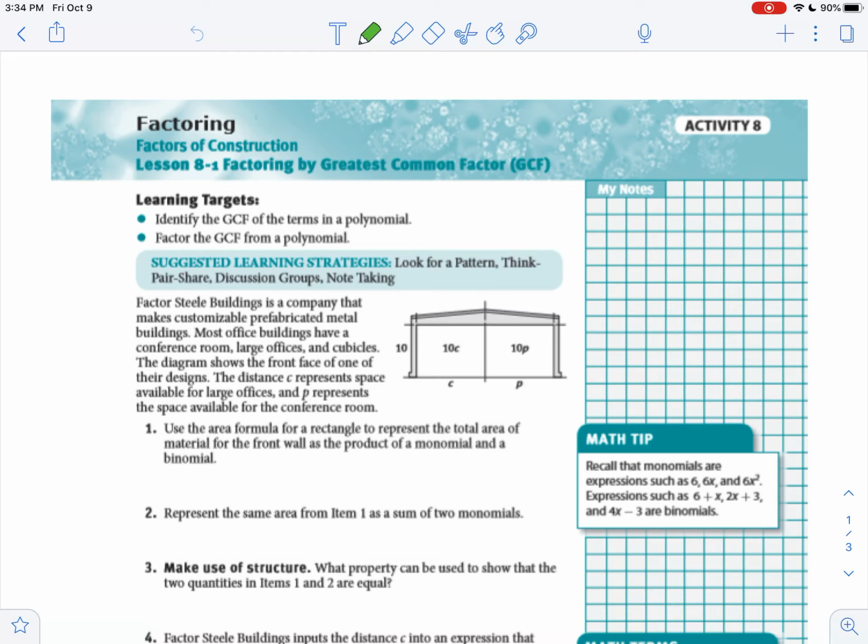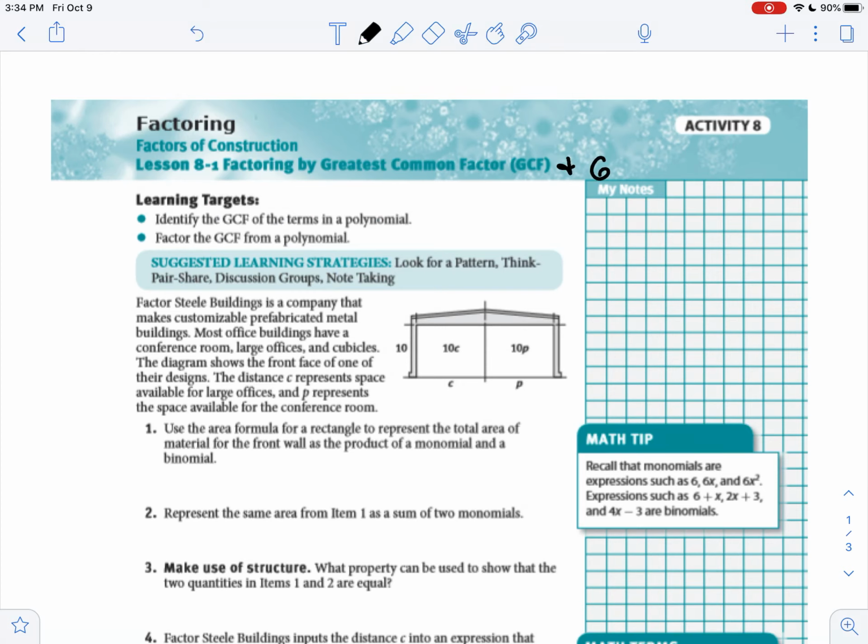Hello, we are starting Unit 2 with Lesson 8-1. The first half of our unit, we're calling Unit 2A, will all be about factoring. Two of the factoring lessons actually occurred in Unit 1, so we pushed them into Unit 2 so that they could all be together. Our first lesson for this unit is factoring by the greatest common factor.